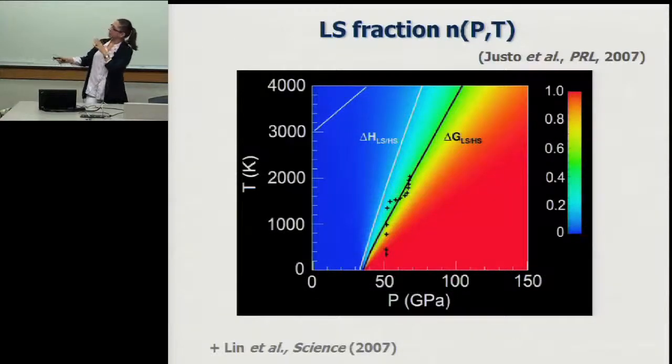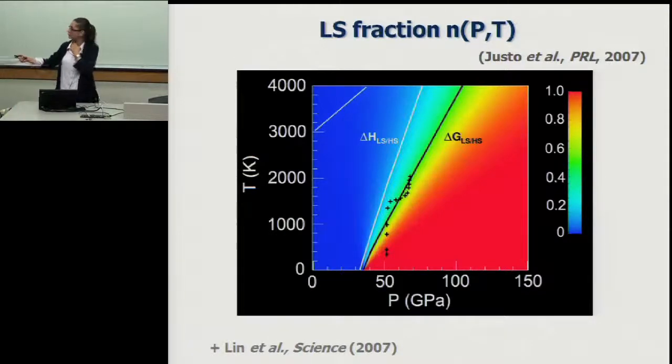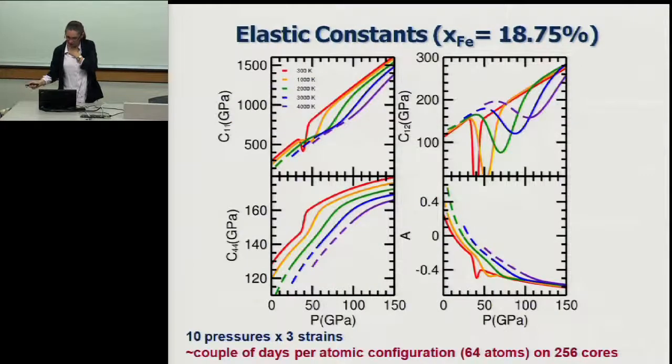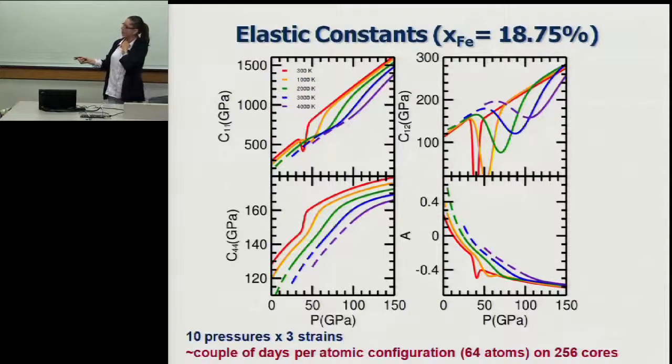And this is N, the fraction of low spin states, as a function of pressure and temperature. As you compress, you go from high spin to low spin. This is high spin, low spin, fraction 1. It varies continuously and broadens with temperature. So these are some steps that are taken to compute the elastic constants of the solid solution, which I'm going to skip here, and I'm just going to show them and tell you what it takes to do this calculation.